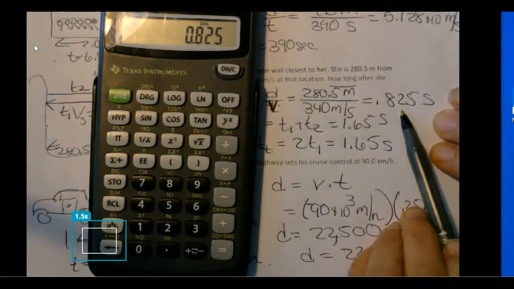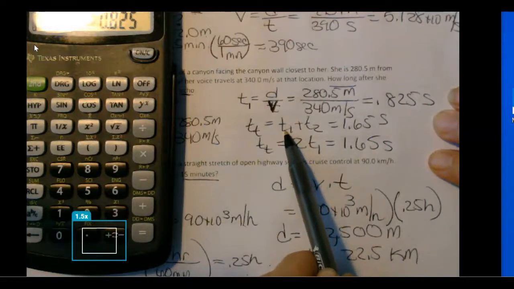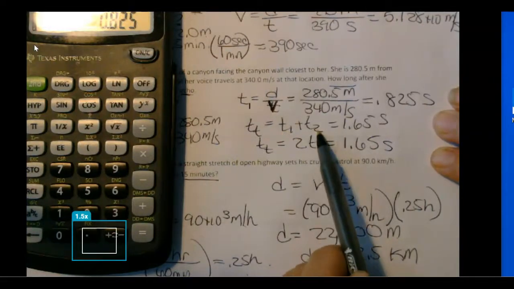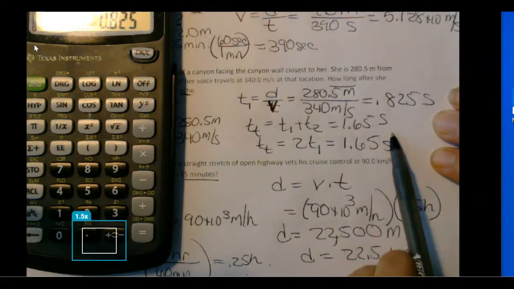Her scream hits the wall in 0.825 seconds. Then it has to travel all the way back to her ear, another 0.25 seconds, for a total of 1.65 seconds.